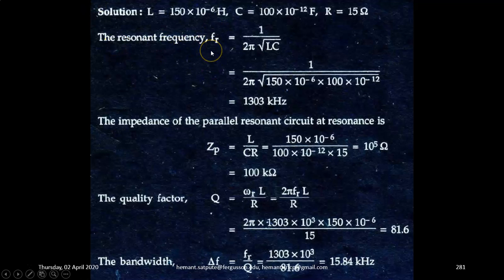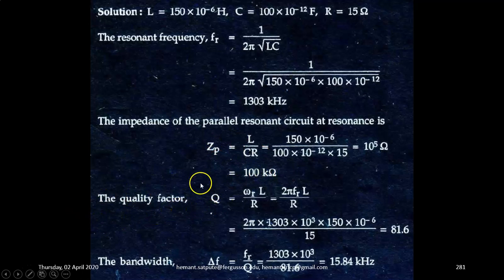Resonant frequency of tank circuit or parallel resonance circuit is given by Fr is equal to 1 upon 2 pi root LC. You have all the values, substitute, simplify, you will be getting resonant frequency equal to 1303 kilohertz. The impedance of the parallel resonance circuit at resonance is Zp is equal to L upon CR, and that comes out to be equal to 10 to the power 5 ohm, which is also equal to 100 kilo ohm. So impedance is maximum, that is 100 kilo ohm.